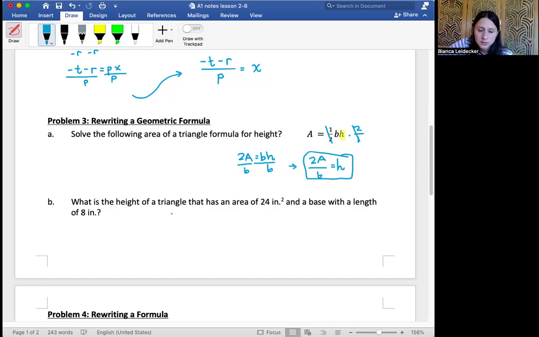Now to use this equation to solve, let's read it. What is the height of a triangle that has an area of 24 square inches and a base with a length of 8 inches? So we basically have all the information we need on one side of my equal sign. 2 times 24 divided by 8 equals the height. Plug it all in, and the height is 8 inches. Or it's not 8 inches, 6 inches. 6 inches equals the height.